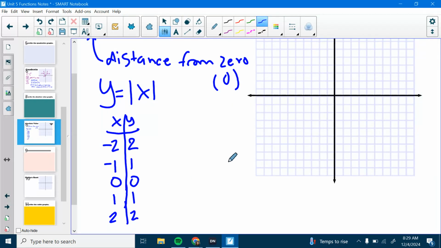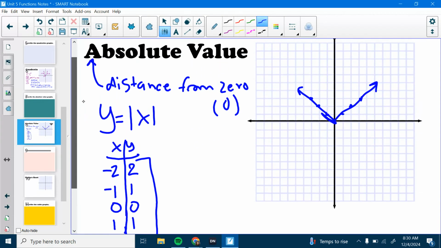So very, very similar values to what we had with our linear graph, except we only have positive output values, okay? So we're kind of taking these two. Our quadratics also only had positive output values. And our linear graph had the same value for x as y when we're in our positive numbers, okay? So it's kind of a combination of both.